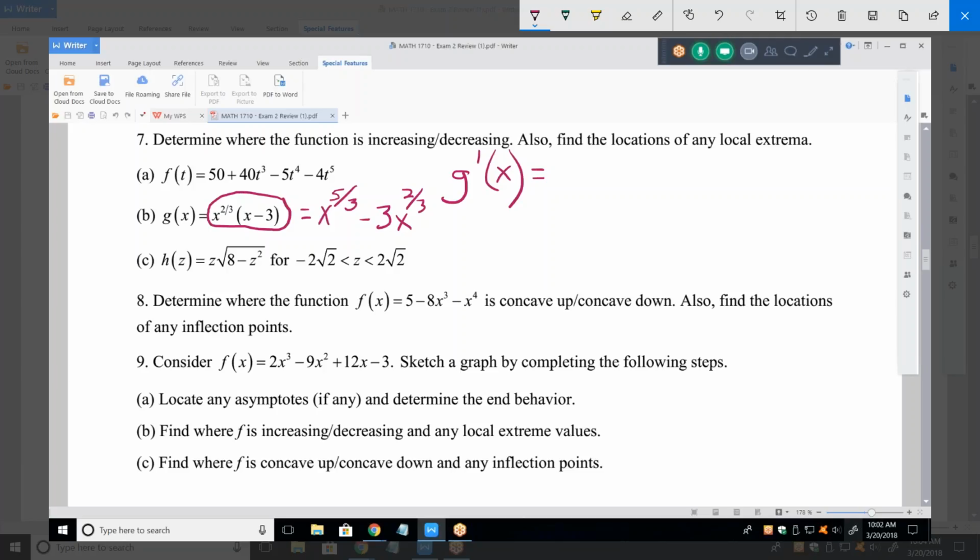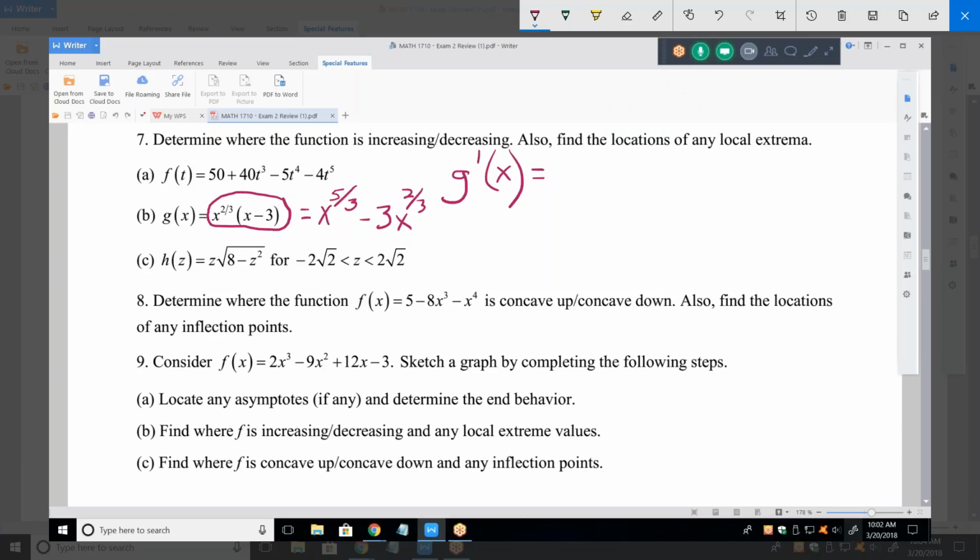A lot of times you can't distribute it. If I've got something like this, I can't multiply the x times what's there, so I'd have to use the product rule there. But I'm kind of a believer that if you don't have to use anything but the power rule, that's the way to make the least amount of mistakes.